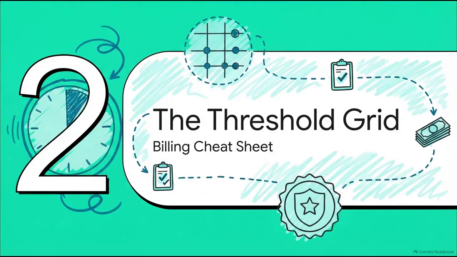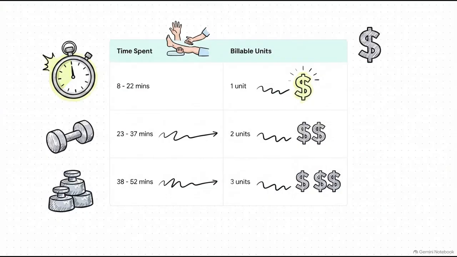Moving right along to Section 2, the 8-minute threshold grid, your billing cheat sheet. Let's look at how your documented skilled time translates directly into billable units. Now notice how the threshold kicks in right at minute 8. That's right, you don't actually need a full 15 minutes to bill a unit. Providing a skilled time-based service for between 8 and 22 minutes gives you that vital first unit.